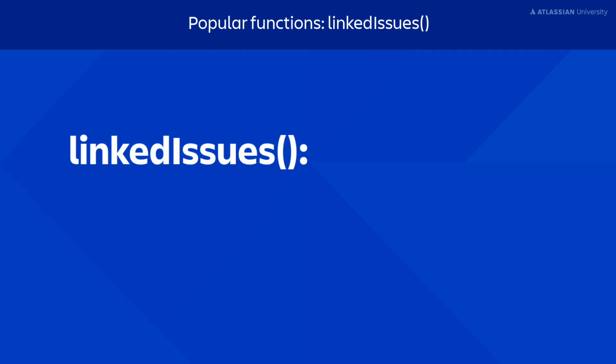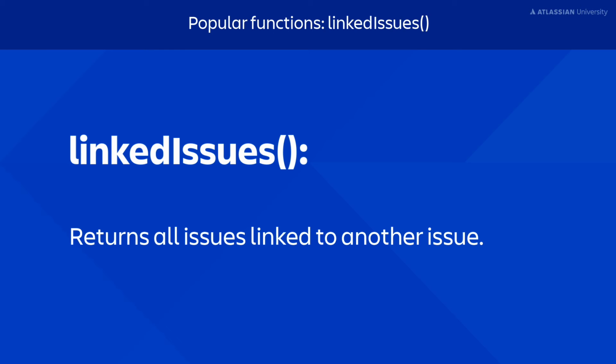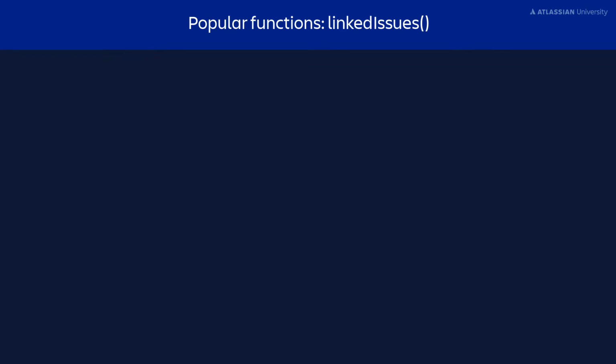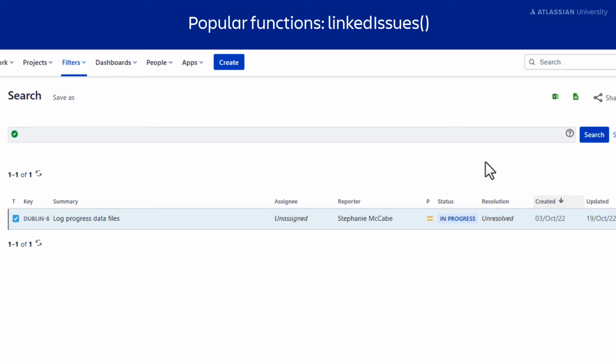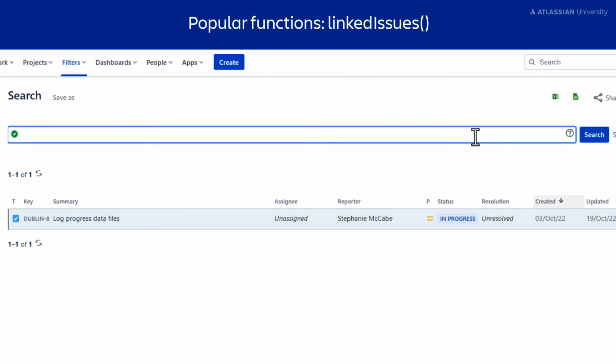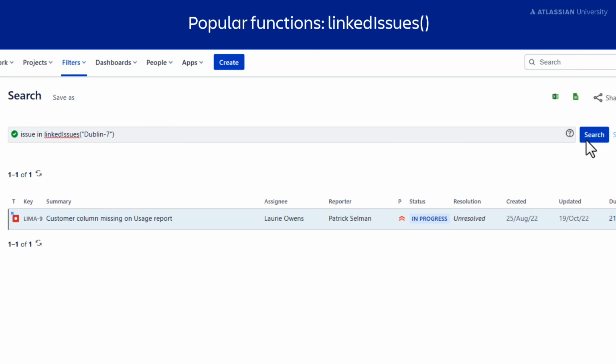The linked issues function returns all issues linked to another issue. For example, say you want to find all issues linked to the issue Dublin 7 in the Dublin project. Type the query issue in. Add in the function linked issues. Now add the issue Dublin 7 into the parentheses. And Jira will show you all issues linked to the issue Dublin 7.